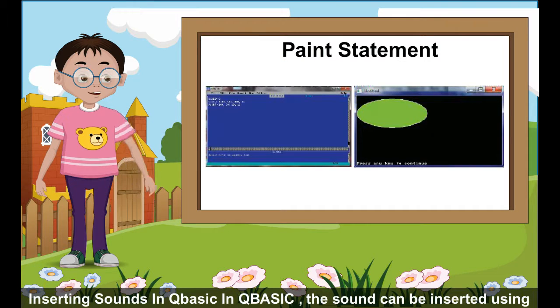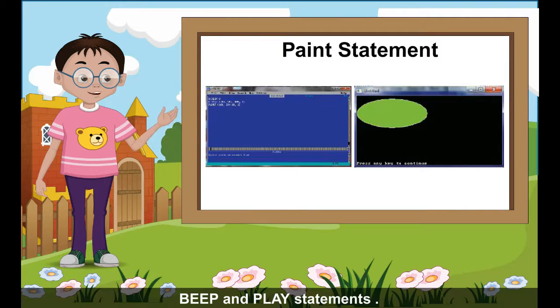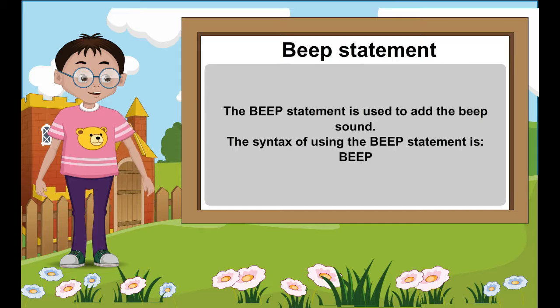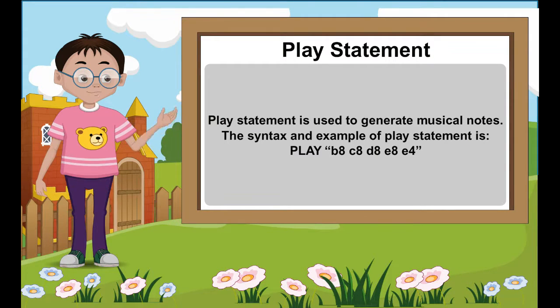Inserting sounds in QBasic. In QBasic, sound can be inserted using BEEP and PLAY statements. Beep statement. The BEEP statement is used to add the beep sound. The syntax of using the BEEP statement is BEEP. Play statement. The PLAY statement is used to generate musical notes. The syntax and example of the PLAY statement is PLAY B8, C8, D8, E8, E4.